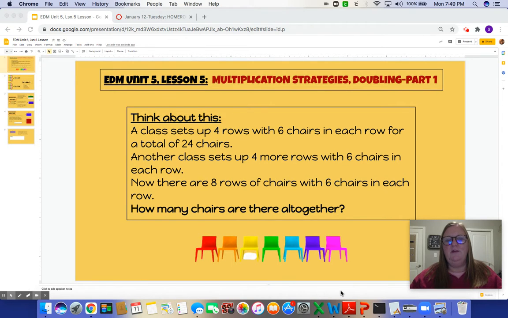Now, before we think farther about this, I want you to think about what number did I double? I said we were going to be talking about doubling. Hopefully you realize that I doubled the rows, right? I had 4 rows with 6 chairs from the first class and then 4 rows with 6 chairs from the second class. So I'm doubling my amount of rows. So let's take a look at a better picture that explains it.